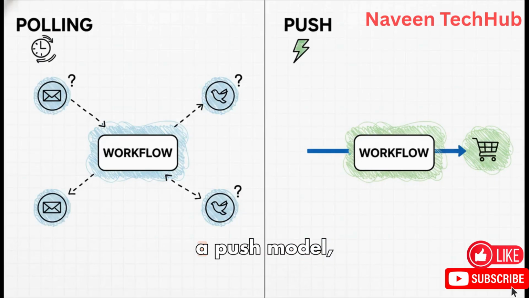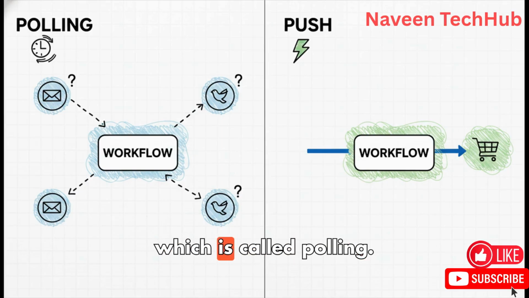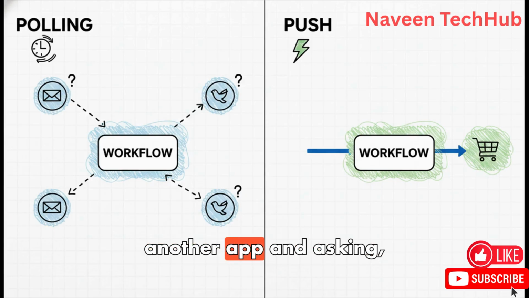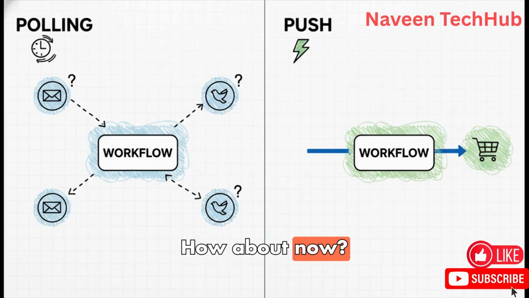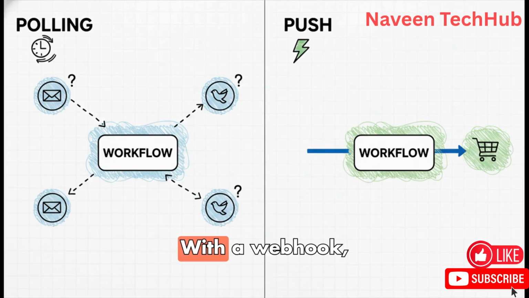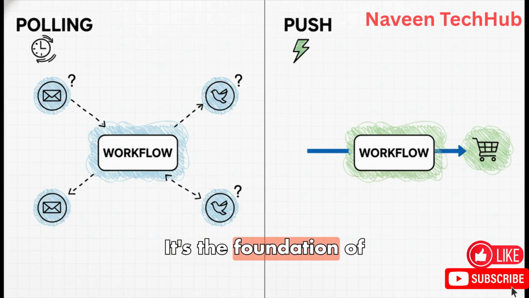Now, this is what's called a push model, and it's way more efficient than the old way of doing things, which is called polling. Polling is like your workflow constantly calling another app and asking, anything new? How about now? Anything yet? It's annoying and wastes a ton of resources. With a webhook, the other app just tells you when something happens. It's the foundation of pretty much all modern automation.